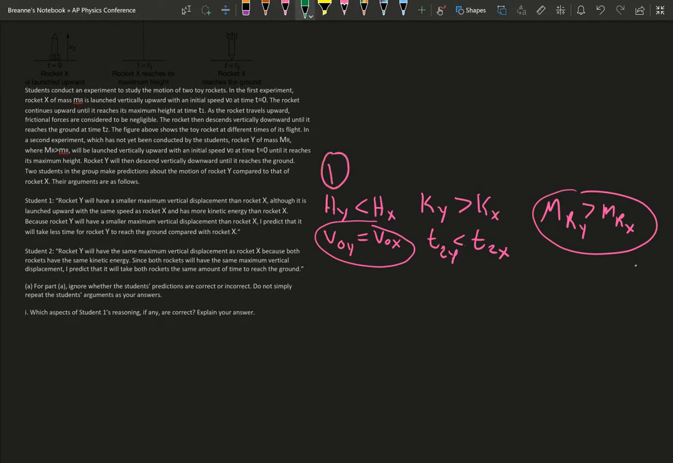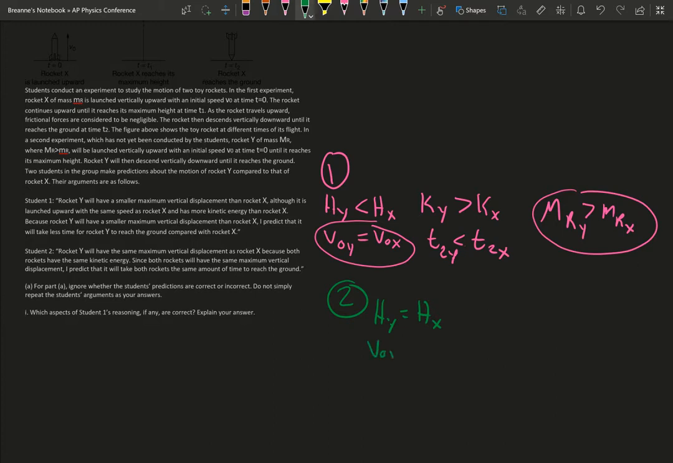Let's do student 2. So student 2 states, rocket Y will have the same maximum vertical displacement as rocket X because both rockets have the same kinetic energy. Okay, so now he is saying that the heights are going to be equal.